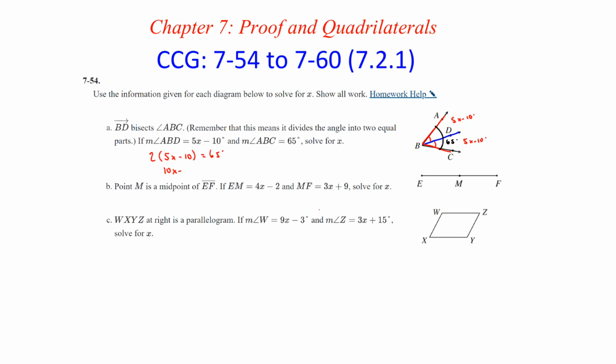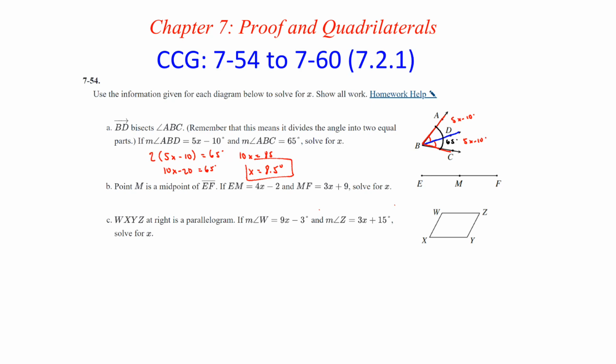So 10x minus 20 equals 65. Add 20. So 10x is equal to 85. Divide by 10. x is equal to 8.5 degrees.